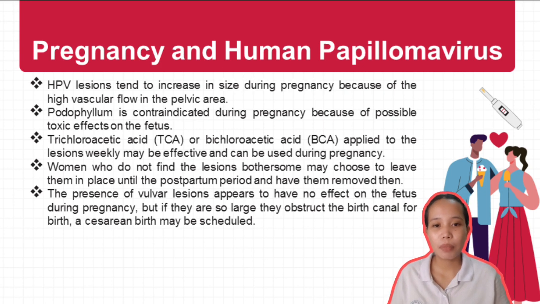Pregnancy and human papilloma virus infection. HPV lesions tend to increase in size during pregnancy because of the high vascular flow in the pelvic area. They may become secondarily ulcerated and infected. When this occurs, a foul vulvar odor may develop. Podophyllin is contraindicated during pregnancy because of possible toxic effects on the fetus.